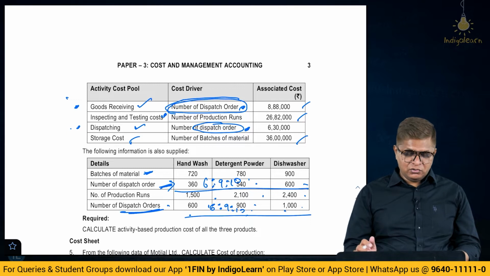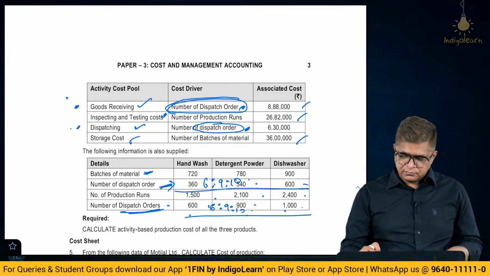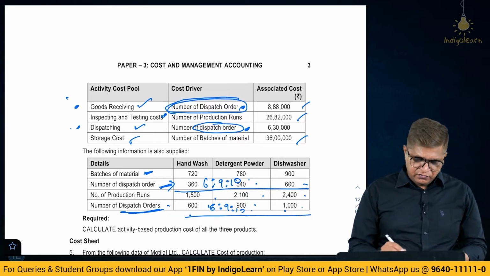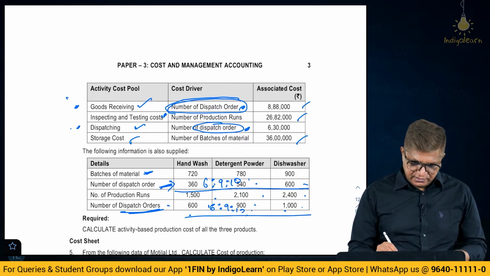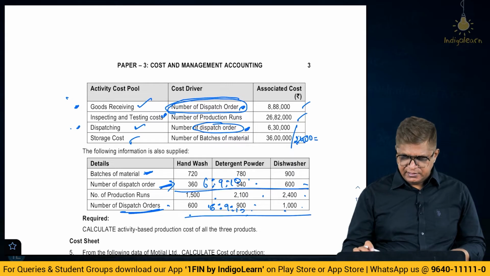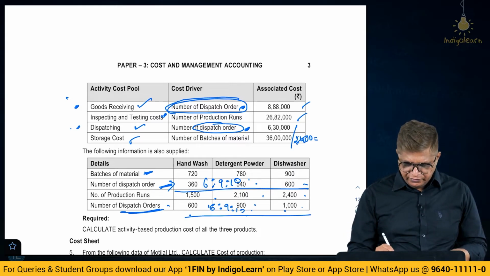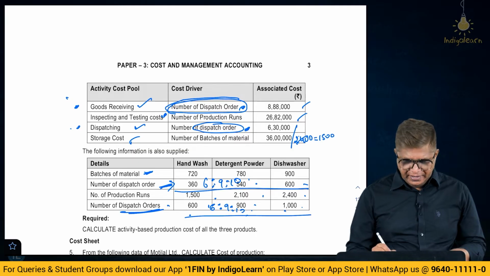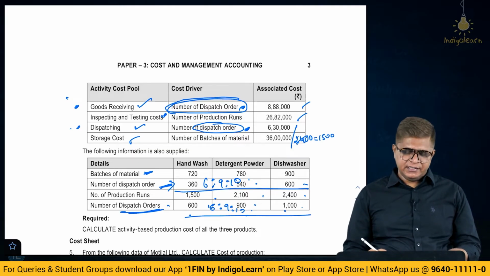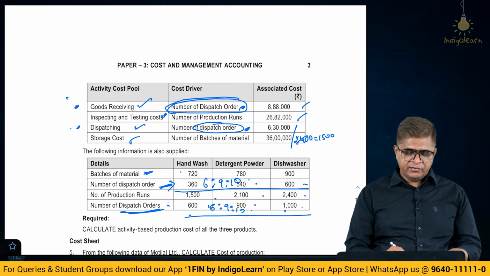See, what are the total number of batches? 720 plus 780 plus 900. So we have 2400 batches. So this we will divide by 2400. 36 lakhs divided by 2400, 1500 per batch. So when you are preparing the cost sheet, take 1500 into 720 for hand wash.